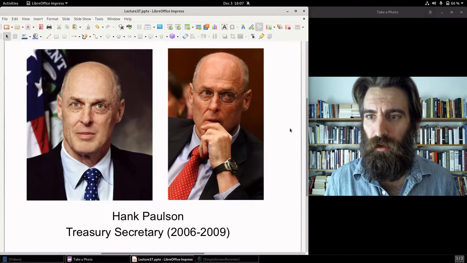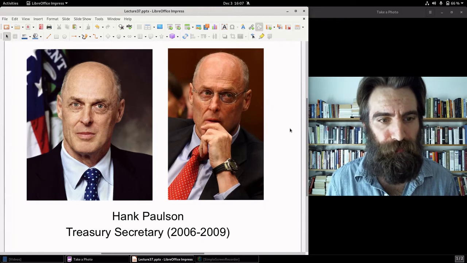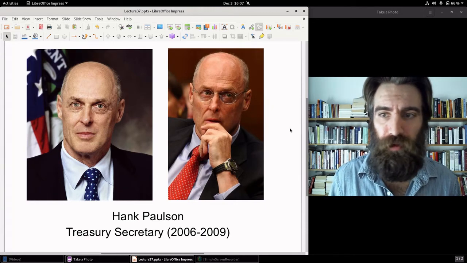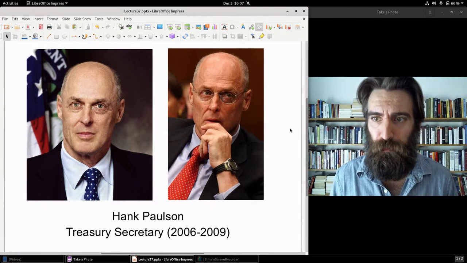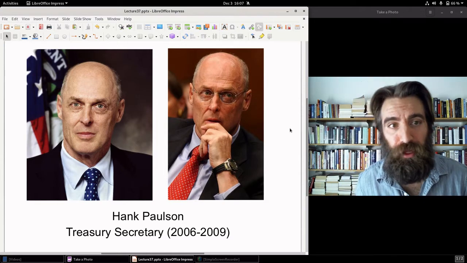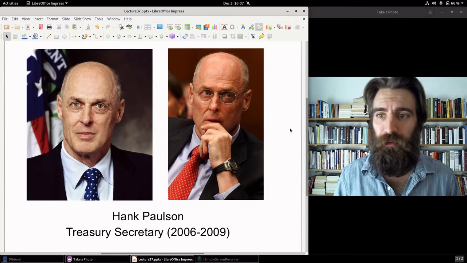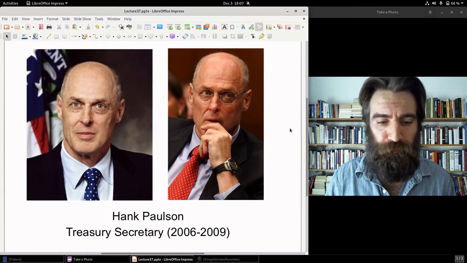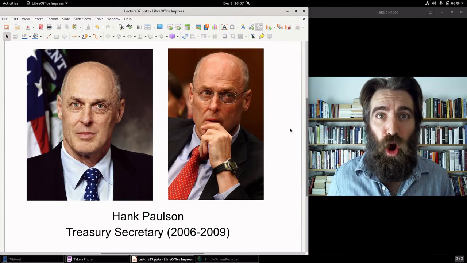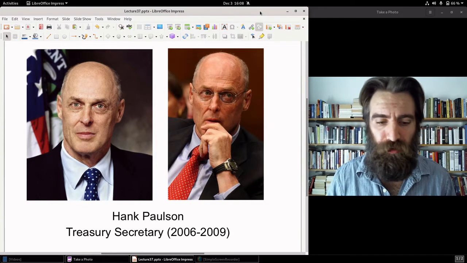Okay, whoa, who else do we have here? Oh, Hank Paulson. Hank Paulson, also known as Henry Paulson. Henry Paulson was Secretary of Treasury under George W. Bush from 2006 to 2009. Before that, he had worked at Goldman Sachs since 1974, and get this, was CEO of Goldman Sachs from 1999 to 2006.